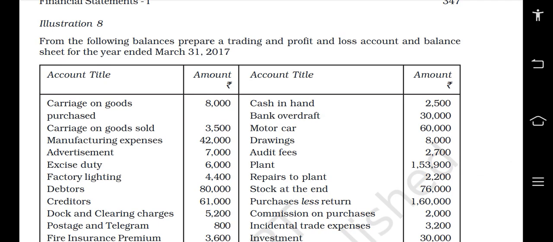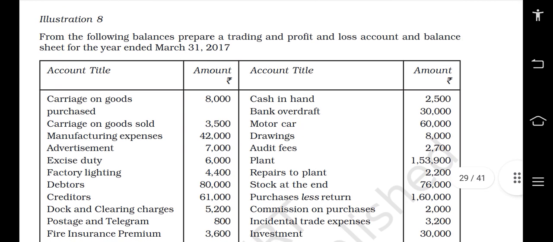If you haven't listened to that class when we discussed the format of these accounts, first of all listen to that class clearly and understand what accounts come in the trading account and profit and loss account and how we can prepare a balance sheet. Understand all these things first by watching our previous video, and after that start watching this video.